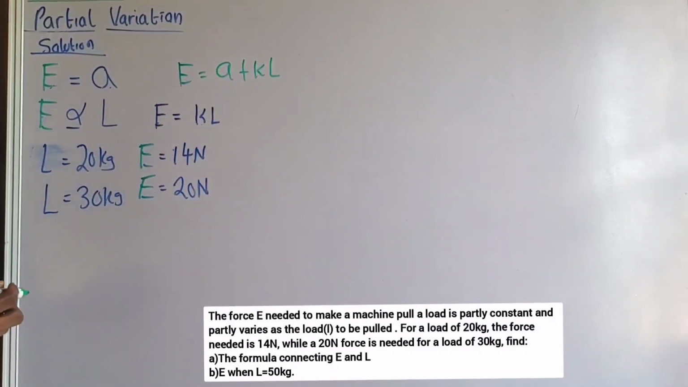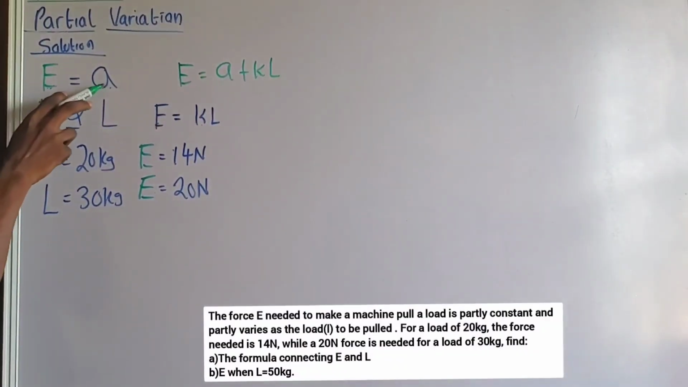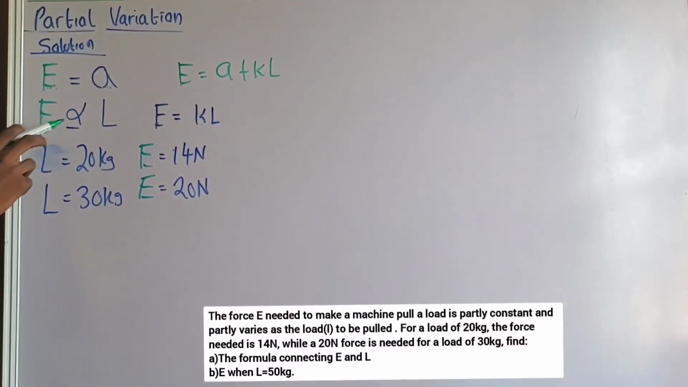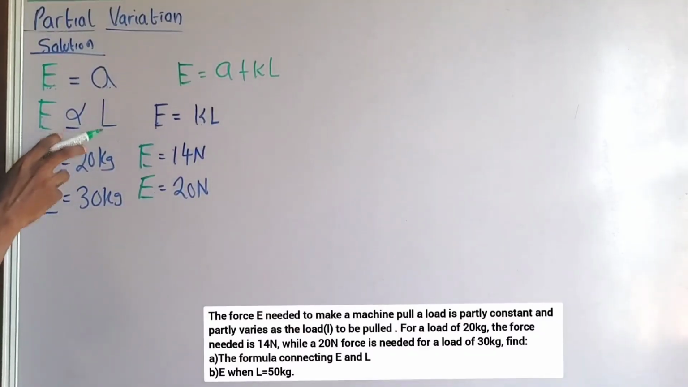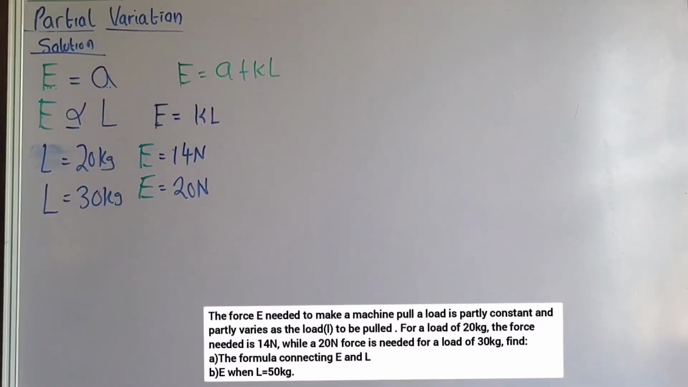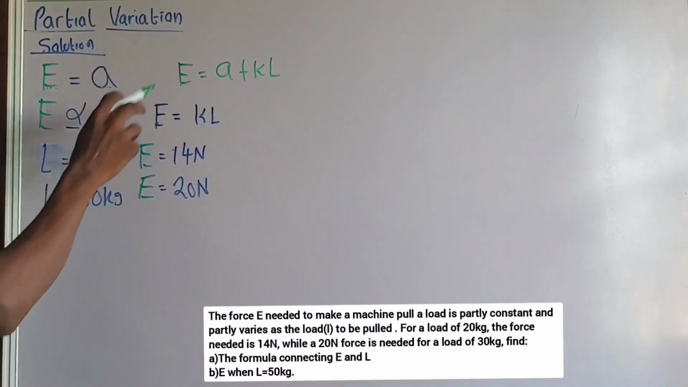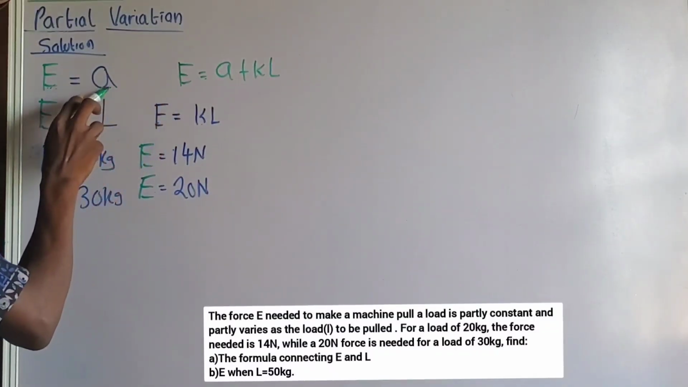Do you understand? Listen to the explanation again. The force is partly constant. I said let the constant be A, and partly varies as the load to be pulled. So that means if I want to write a single expression for the force, I'm going to have E is equals to the sum of this and this.